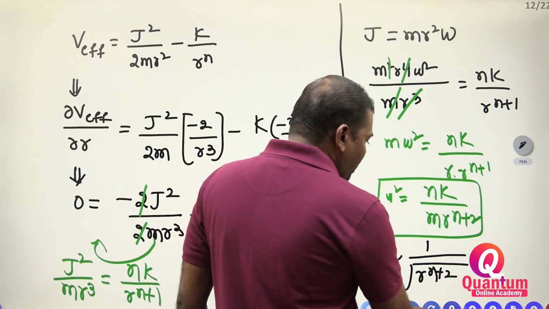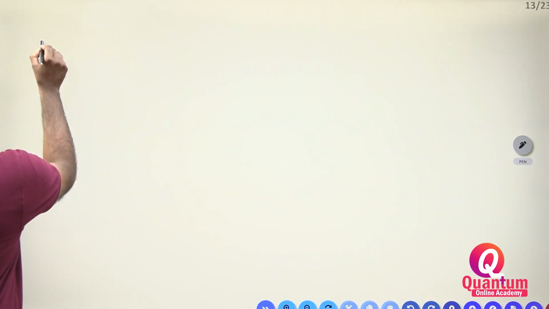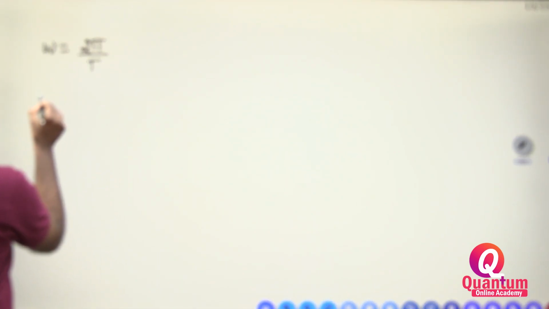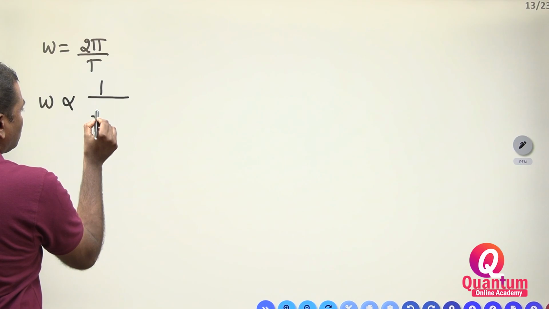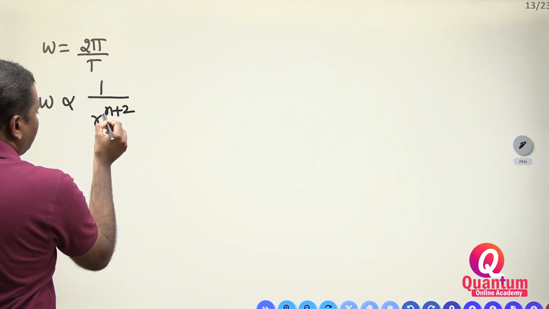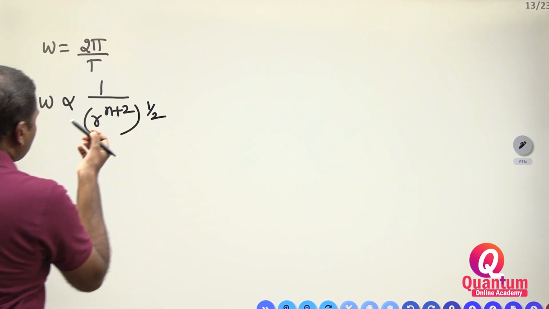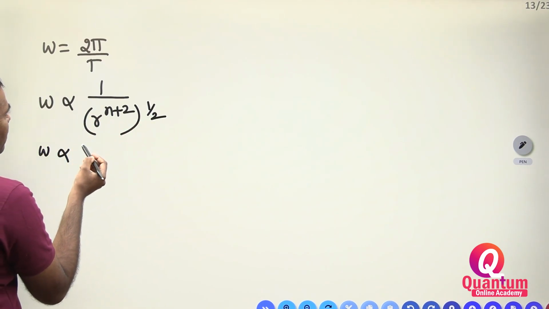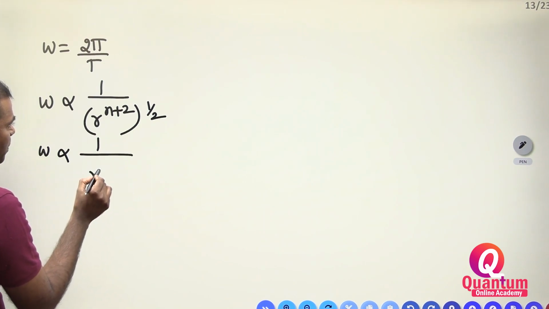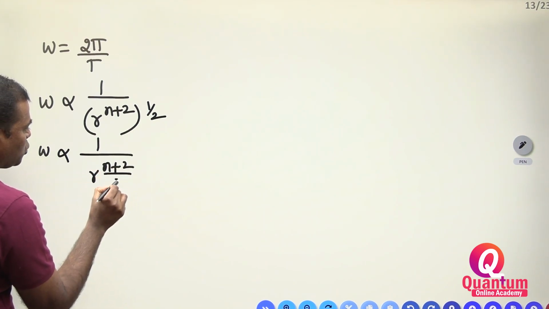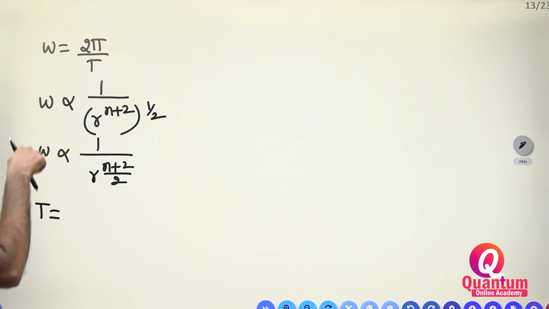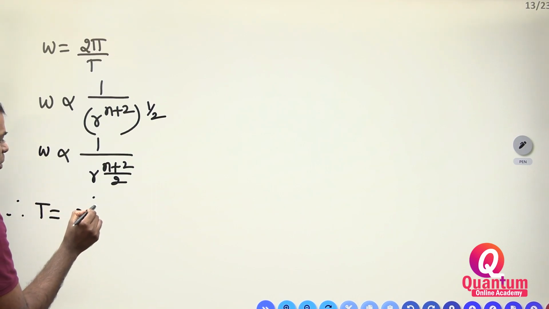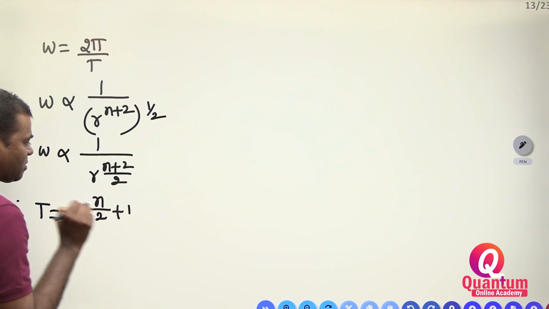Not yet completed. Again, one thing is there. Omega is equal to 2 pi by T. So omega is proportional to 1 by r to the power of n plus 2, all to the power of 1 by 2. Omega is proportional to r to the power of n plus 2 by 2. But T is the reciprocal, therefore T goes as r to the power of n by 2 plus 1.